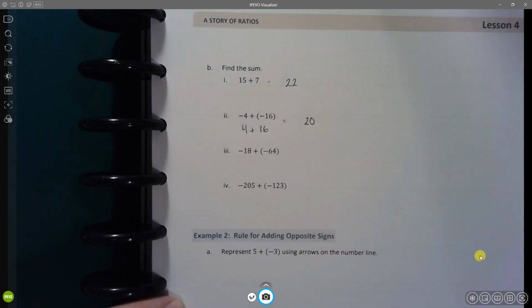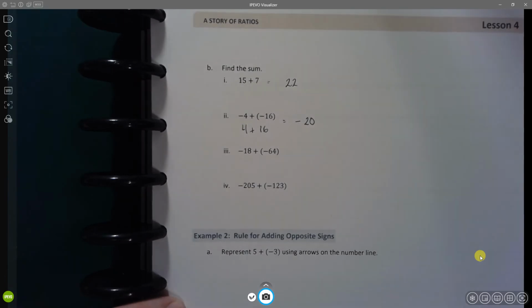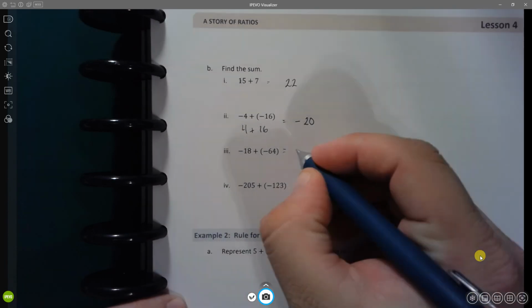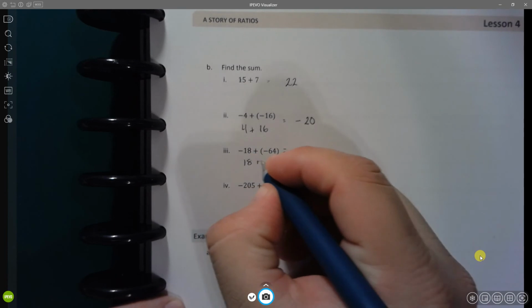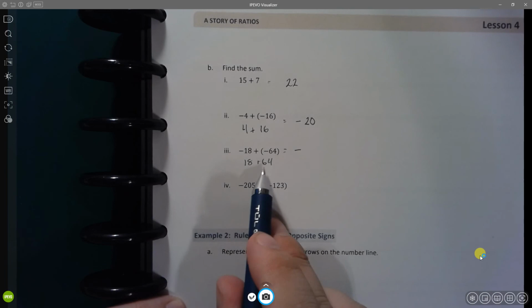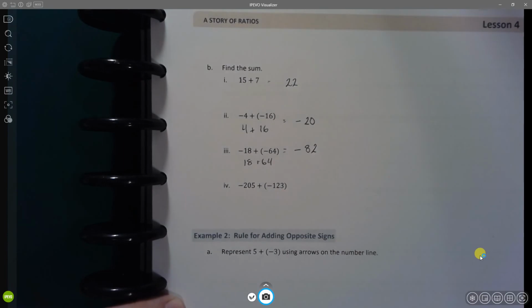Is my answer a positive 20? No, it is not. Both are negatives, so my answer is negative. Again, negative 18, negative 64. Both are negative, my answer is negative. So what's 18 plus 64 going to be? Well, I know 10 plus 64 is 74. 8 plus 74 is 82, so my answer is a negative 82.